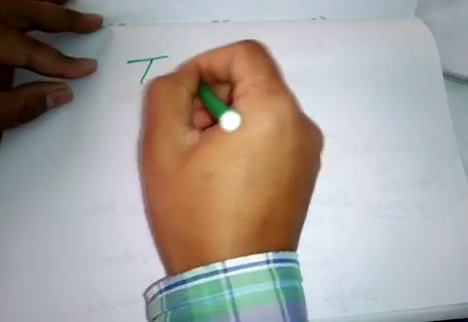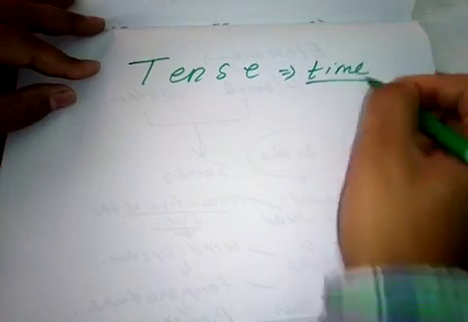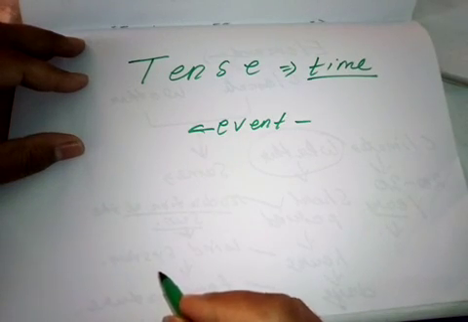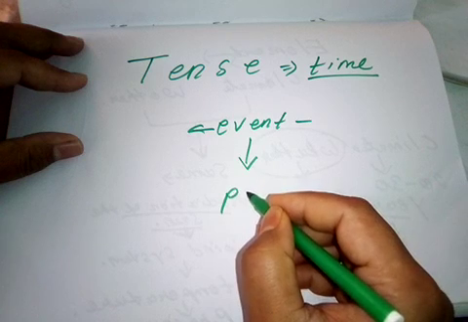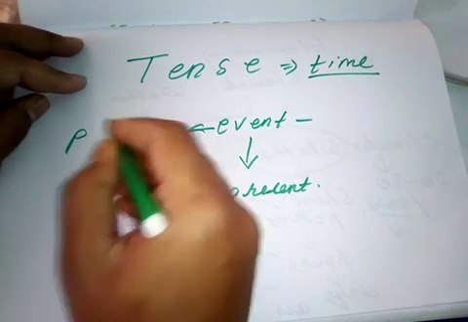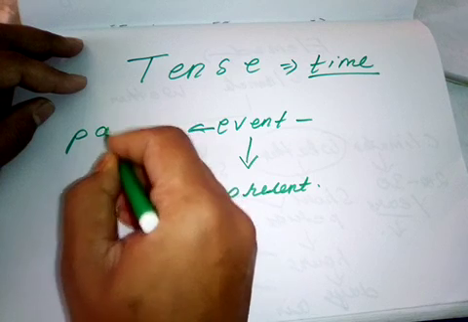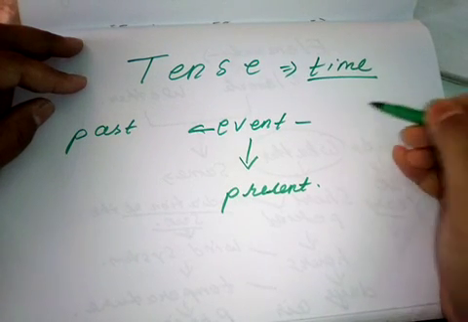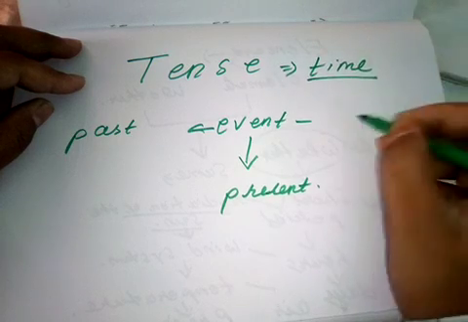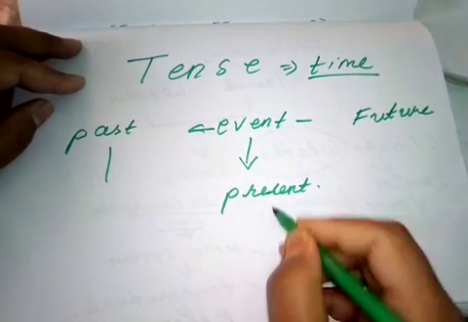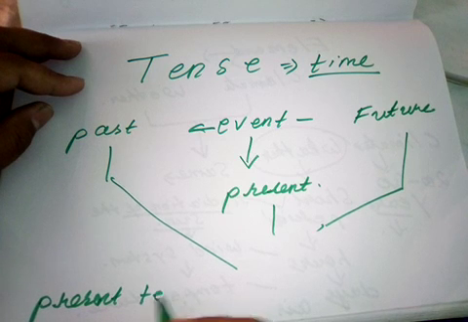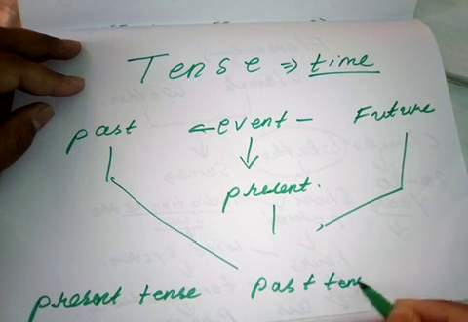So we need to understand what tense is. Tense means time. When an event is going on, we need to define at what time the event is going on. The event happening now is the present tense. Some event that happened earlier is the past. And something that has not happened and will happen afterwards, after some time, after today, tomorrow, day after tomorrow, is called the future. So these are the three types of tense: present tense, past tense, and future tense.